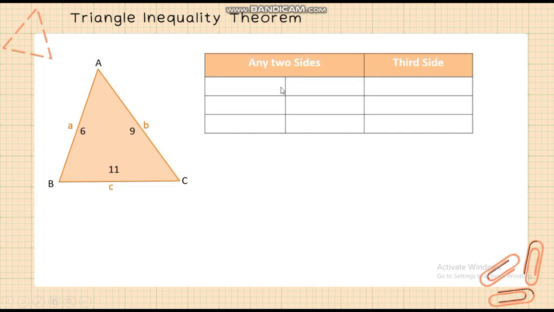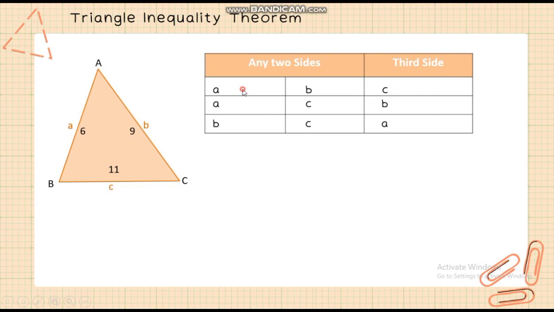So the first pair is A and B, and the third side is C. The second pair is A and C, and the third side is B. The last pair is B and C, and the third side is A. So now let us identify the values or the measurements of these sides.